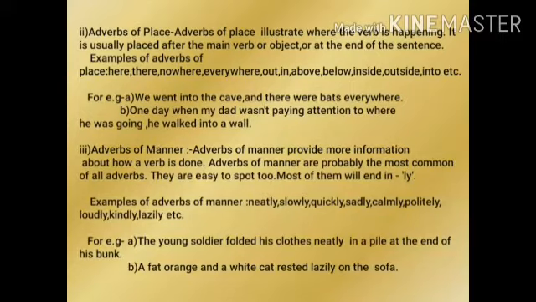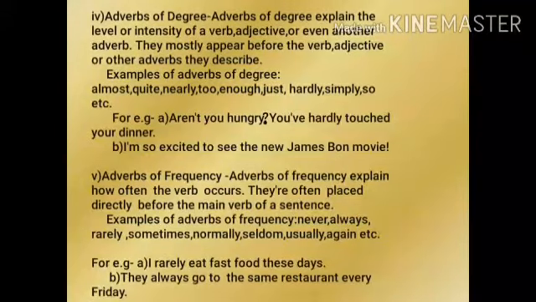Now, adverbs of degree. Adverbs of degree explain the level or intensity of a verb, adjective or even another adverb. So again I am repeating, students, adverbs of degree explain the level. That means in which level, low level or medium level or high level. So it explains the level or intensity of a verb, adjective or even another adverb.